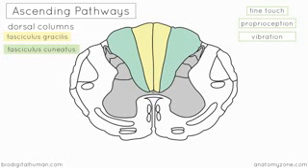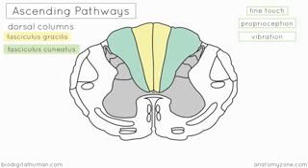So the way I remember this is that the letter C is before the letter G in the alphabet, so C is higher, and your upper limbs are higher than your lower limbs. So fasciculus cuneatus carries fibers from the upper limb, whereas fasciculus gracilis carries fibers from the lower limb.